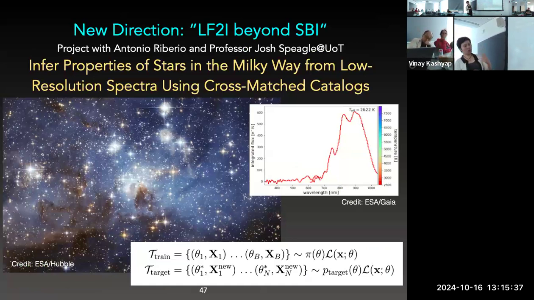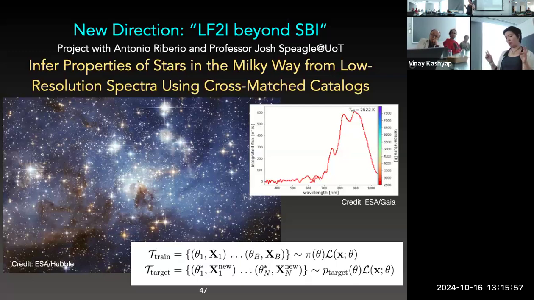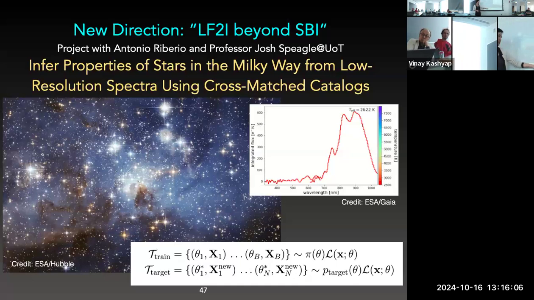simulation-based inference. But your simulator could be nature, right? So this is a new project, inferring the properties of stars in the Milky Way from low resolution spectra from Gaia using cross-match catalogs. So for part of it, the stars have more precise labels from cross-matching with high-res spectra from Apogee. And so you have a train set that's labeled with theta and x. These are inferred data from a different probe like Apogee, so we assume that they're reliable. That's another issue we're working on.